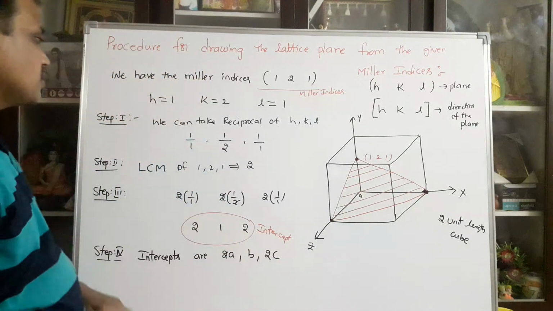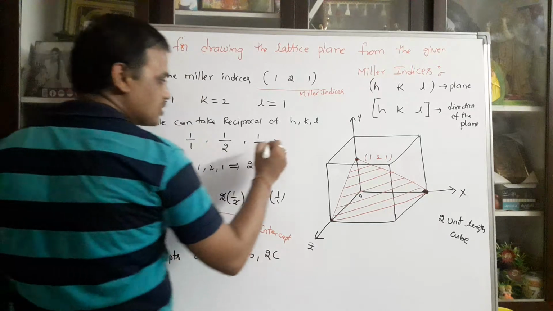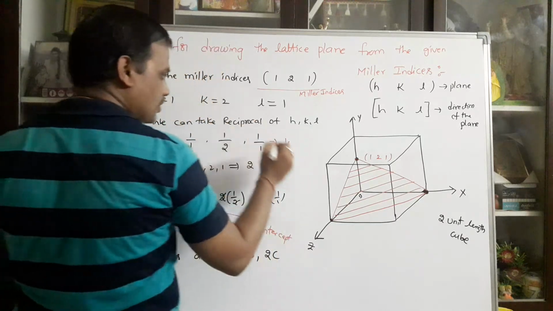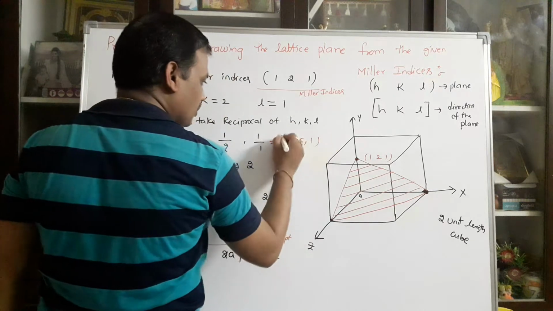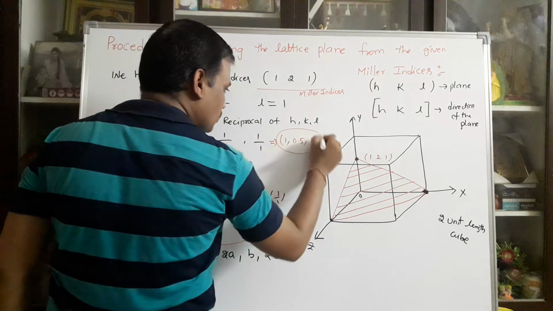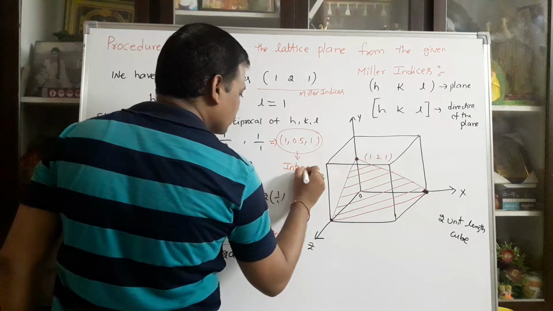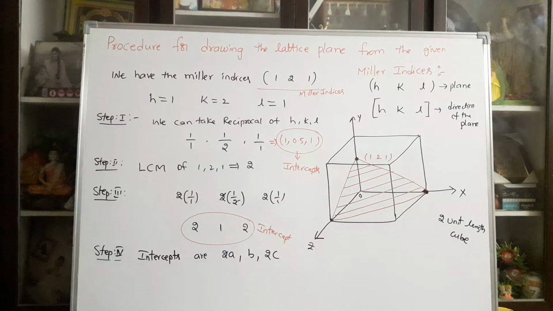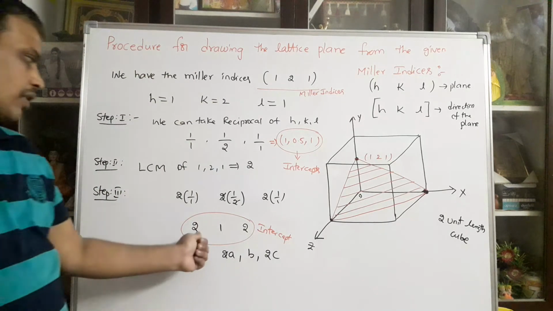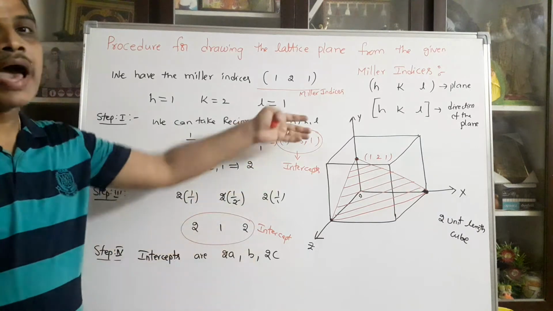Suppose these are not integers. 1 by 1 is 1, 1 by 2 is 0.5, and 1 by 1 is 1. These three can also be called intercepts. 1, 0.5, 1 is also an intercept, and 2, 1, 2 is also an intercept, because these two are parallel planes.